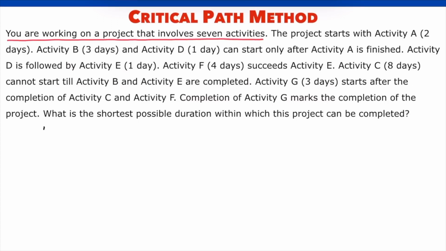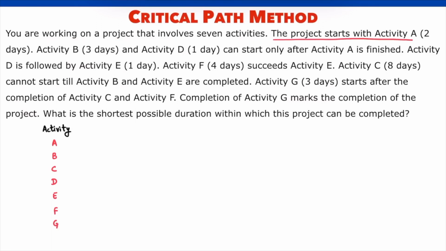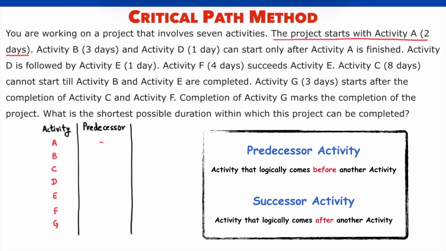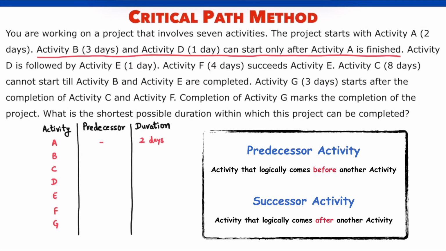This project has 7 activities. The project starts with activity A. It has no predecessors. The duration of activity A is 2 days. Activity B and activity D can start only after activity A is finished. This means activity A is the predecessor of both activity B and activity D. Activity B takes 3 days to complete and activity D takes 1 day to complete.